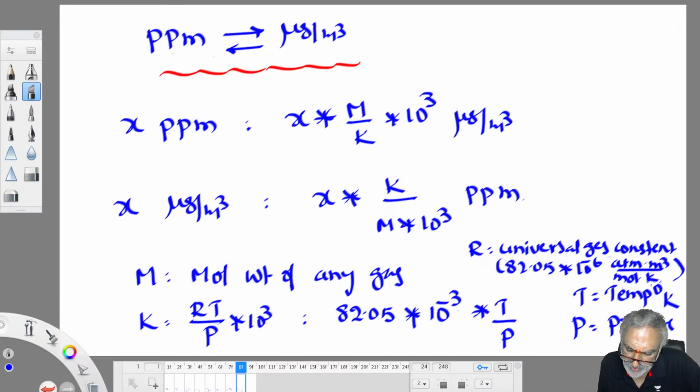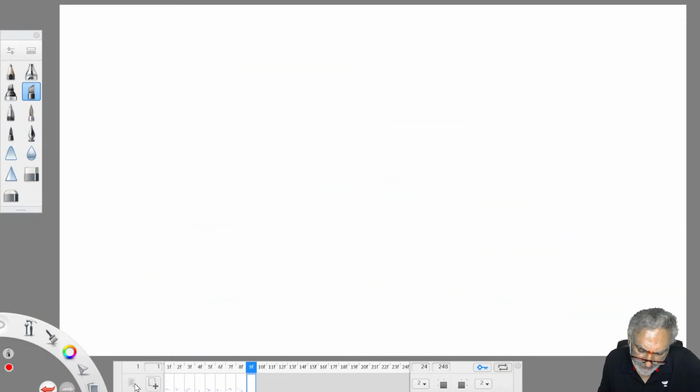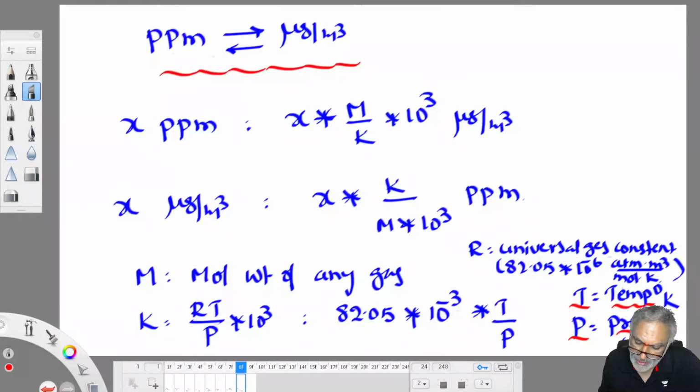Usually if they don't give it, you can take 82.05 into 10 power minus 3. So the K value is worked out as R into T by P. Given temperature and pressure, because concentration depends on temperature and pressure. How much volume that gas occupies depends on temperature and pressure, therefore they should be given. And vice versa, if it is given in ppb.